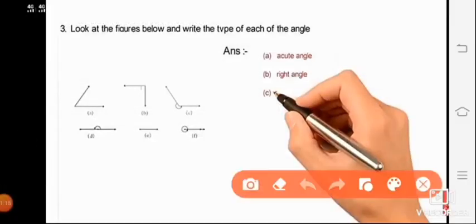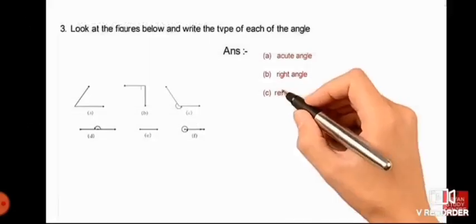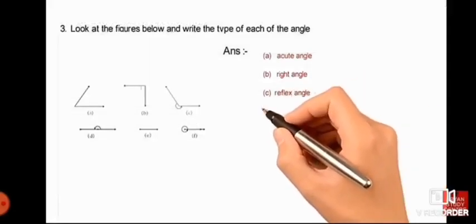See here, we are having one arm in this way and the second one is like this, and the arrow is shown in this way. This arrow indicates that this angle is greater than 180 degrees, isn't it? So this type of angle is called a reflex angle.